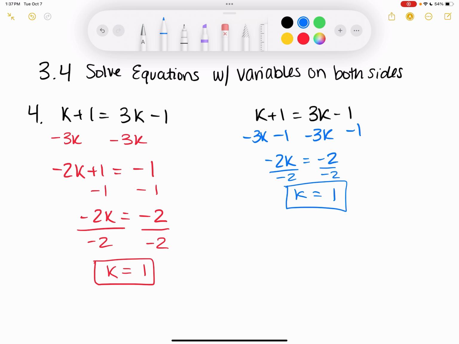When we check these, I'm going to just show you one for how you would check this. We would plug in 1 for k, so 1 plus 1 is equal to 3 times 1 minus 1. 1 plus 1 is 2. 3 times 1 is 3, minus 1 is 2. 2 equals 2, so I know that I did it right.